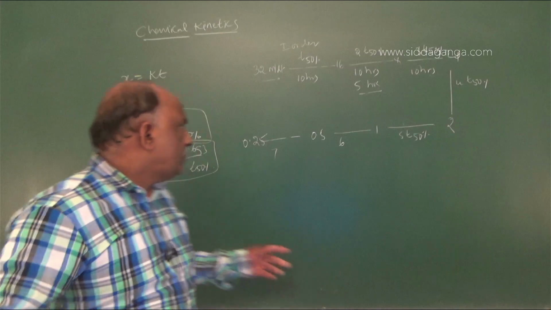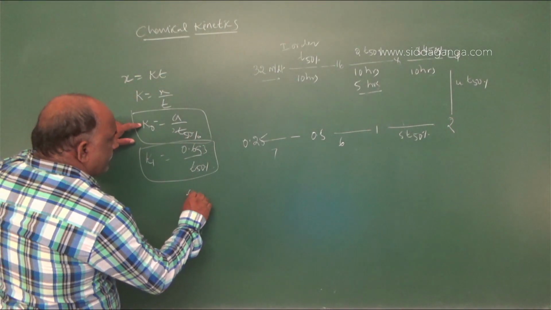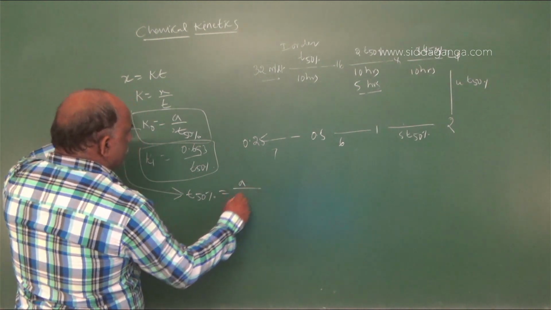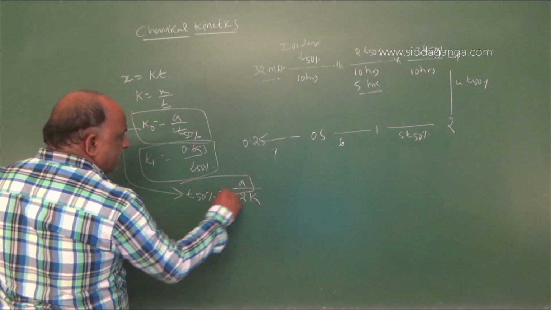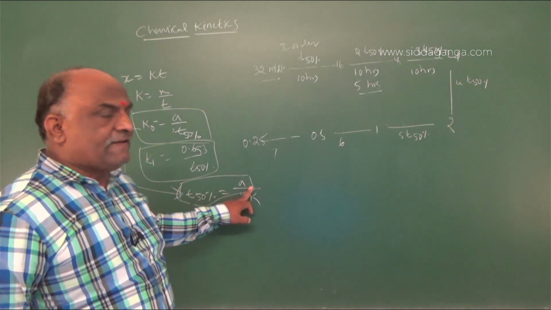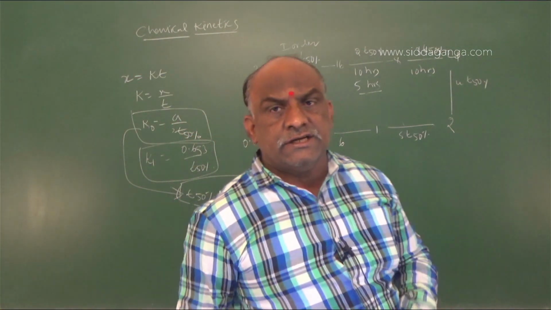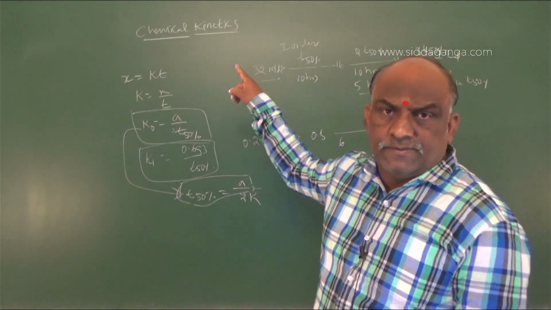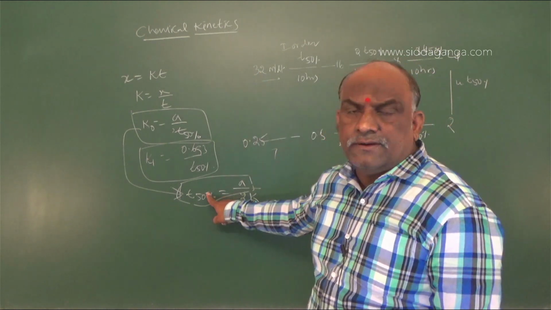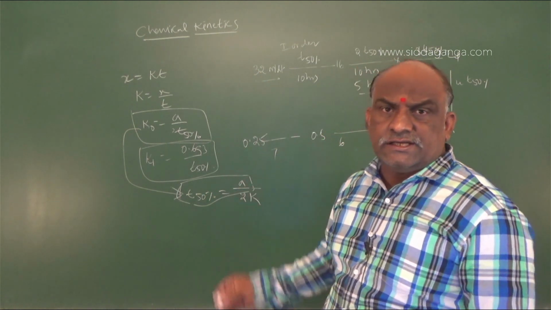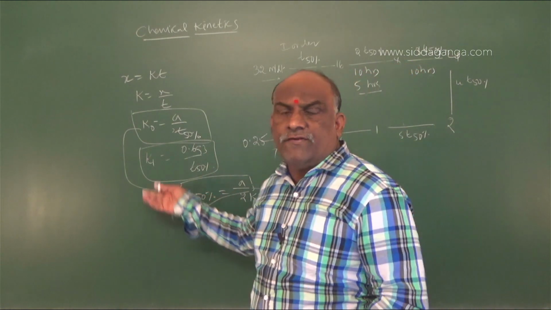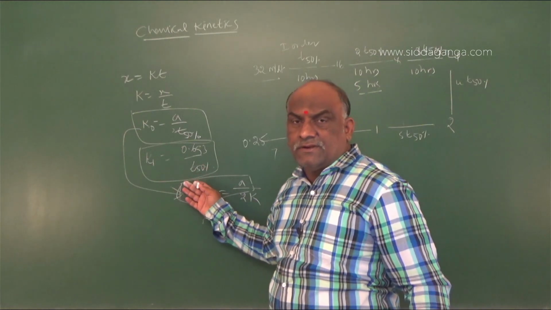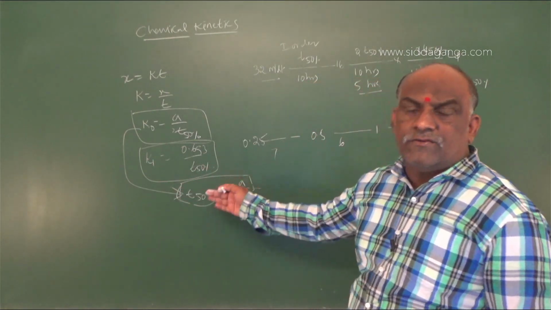T50% is also directly proportional to A. From this reaction, T50% is equal to 2K. What is the relation here? T50% is directly proportional to the initial concentration. If the initial concentration becomes 4 times, T50% becomes 4 times. If the initial concentration becomes 2 times, T50% becomes 2 times. Concentration doubled, half-life doubled. Concentration fourfold, half-life 4 times. Concentration half, half-life is also half.